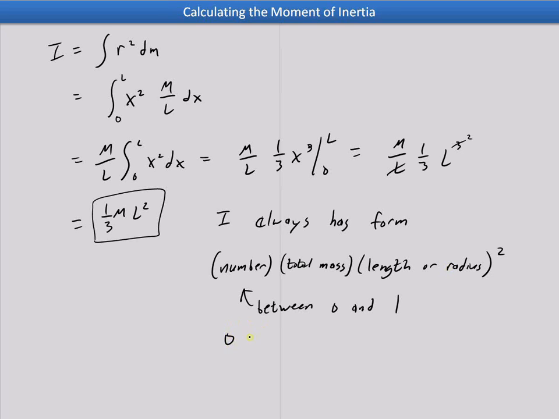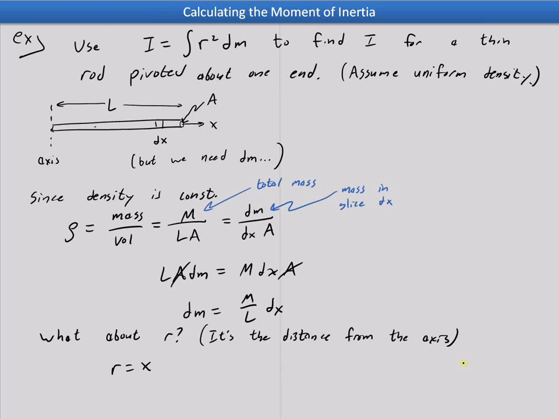So 0 is all of the mass on the axis, and if all of the mass was truly sitting right on top of the rotation axis, it would be effortless to make it spin around, because you don't have to move the particles anywhere, so they have no kinetic energy, and so they have no moment of inertia. Whereas 1 is the other extreme, which has all of the mass at whatever your distance L was.